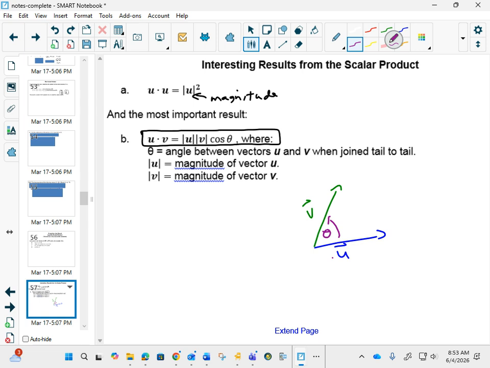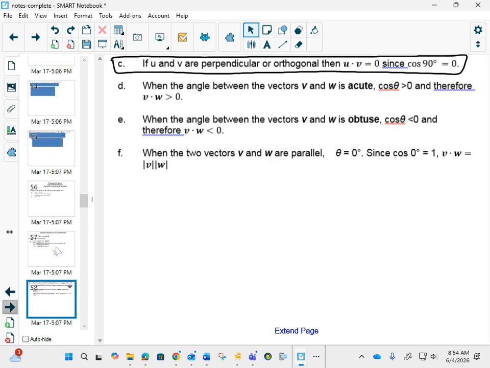This is, in a sense, a manipulation of your cosine law. So if you want to play around with this, if I had this triangle, you could use your cosine law to figure out things on that triangle. This is a super powerful result because it works not only in 2 dimensions, but it works in 3 dimensions as well.